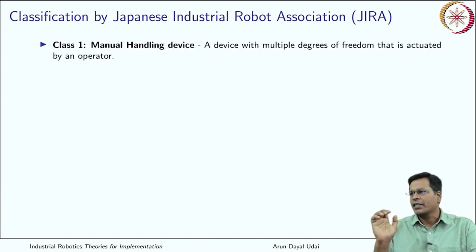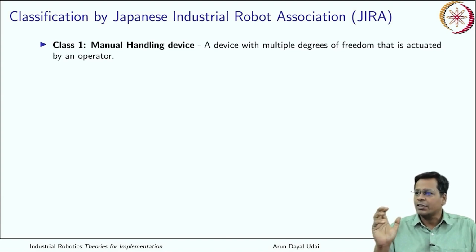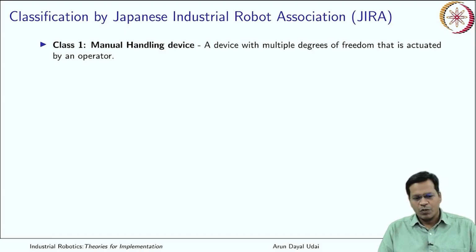That is one of the pioneers in giving definitions for classifying industrial robots. It has divided robots into 6 different classes. One of them is the manual handling robot, that is class 1, a device with multiple degrees of freedom that is actuated by an operator. It is purely a manual robot. There is no automation. It may not even include electronics or sometimes any sort of computational software behind it. So that is class 1.